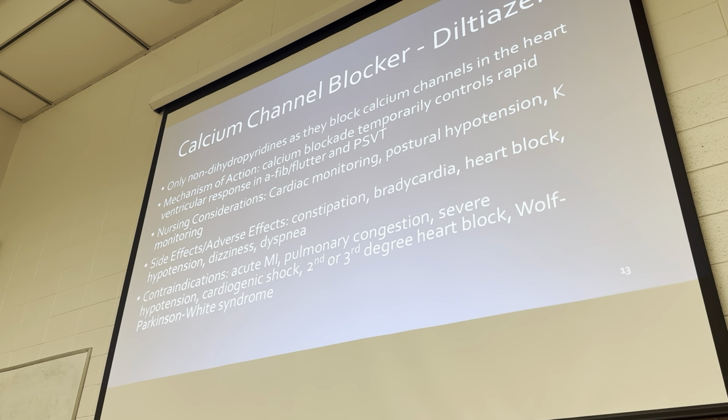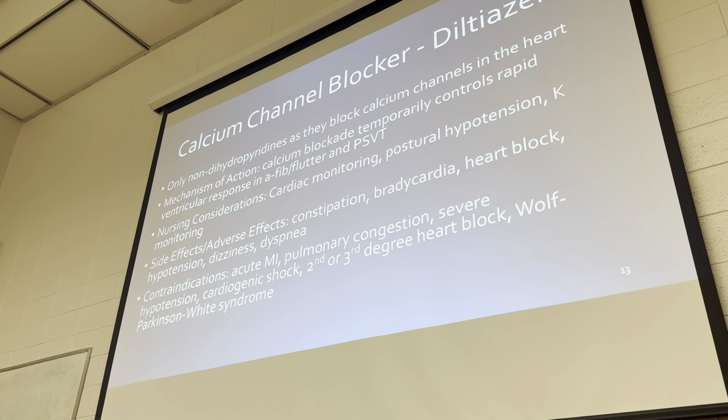Okay. So our contraindications: if the patient has an acute MI, we are not using this drug. If the patient has pulmonary congestion, we should not be using this drug, because again, it can cause dyspnea, it can cause some pulmonary effects. If we have severe hypotension already, then of course we don't want to give this, because it is going to bring that down as well. Or if they're in cardiogenic shock, or again, any of those conduction issues, right? Any of those kind of blocks.